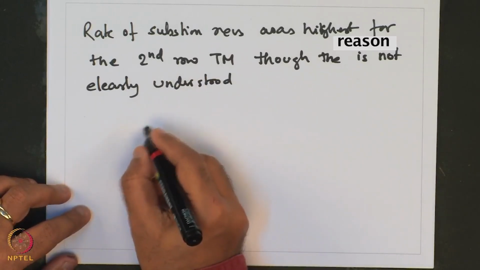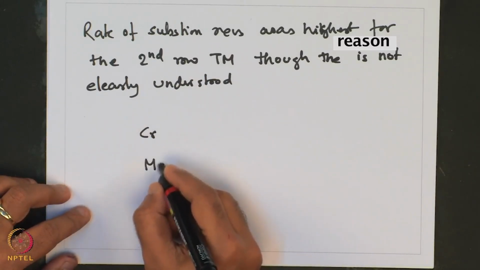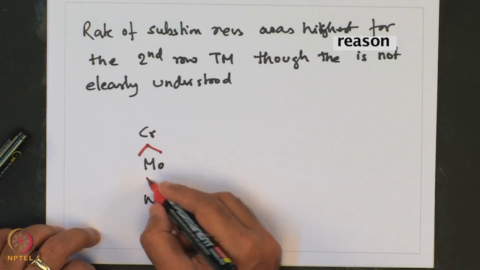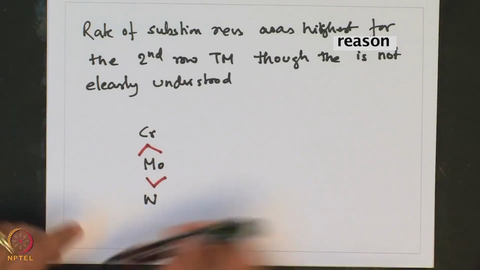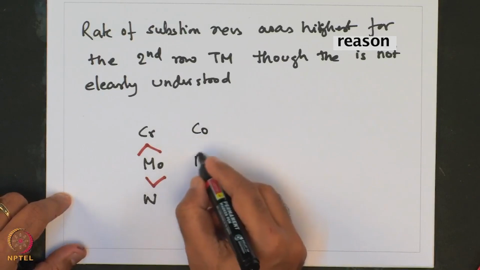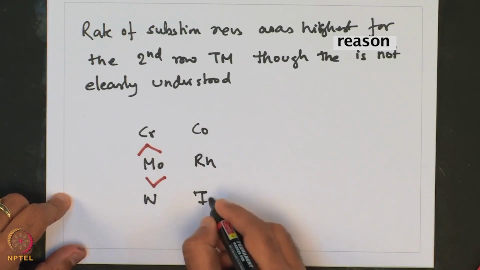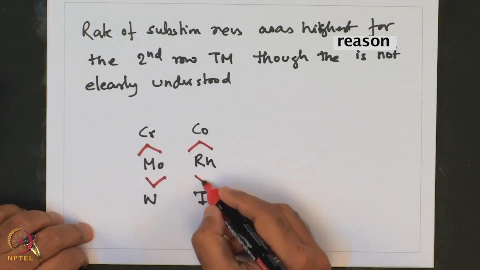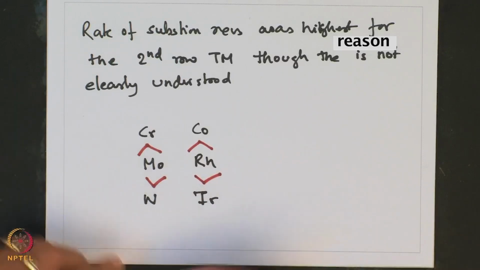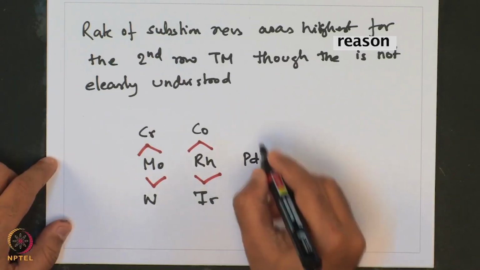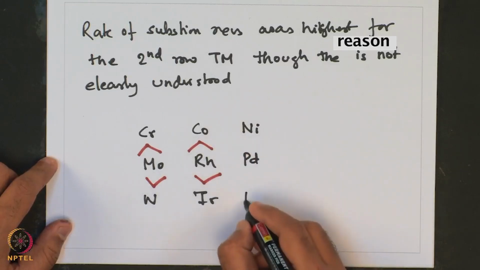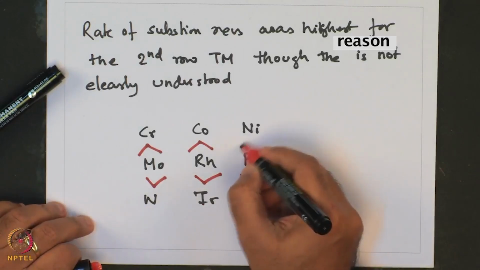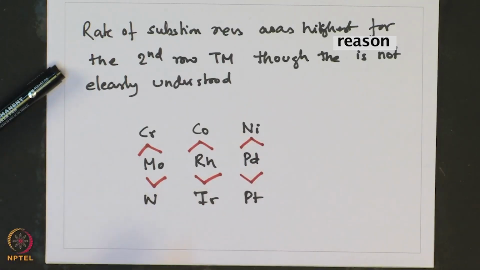For example, for chromium, molybdenum, tungsten, molybdenum showed higher reactivity than chromium and tungsten. For cobalt, rhodium, iridium, rhodium showed higher reactivity than cobalt and iridium, and for palladium, nickel and platinum, palladium showed higher reactivity over nickel.